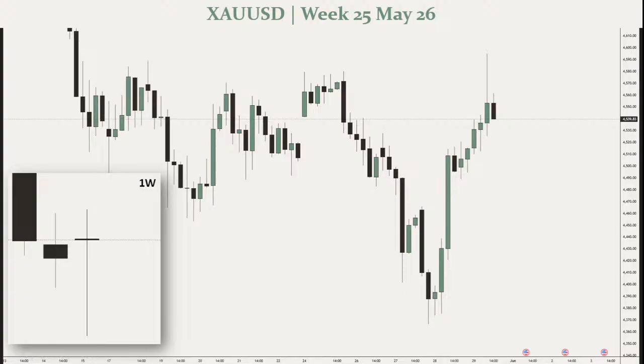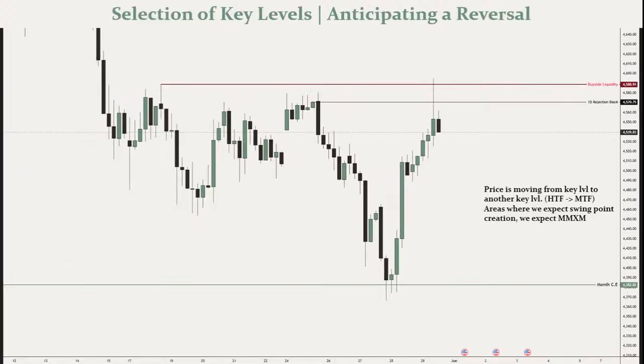And then on Thursday it gives us that reversal back towards the weekly open and the opening gap. So let's understand how this price action worked on the next slide.